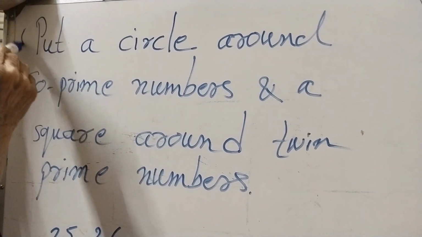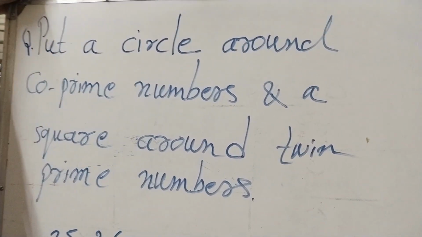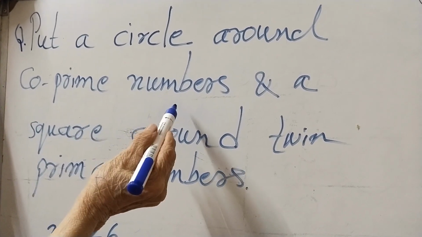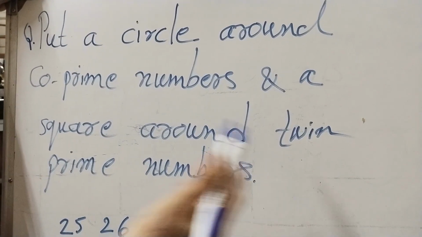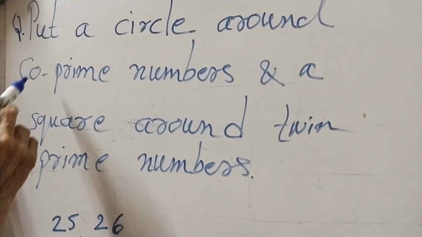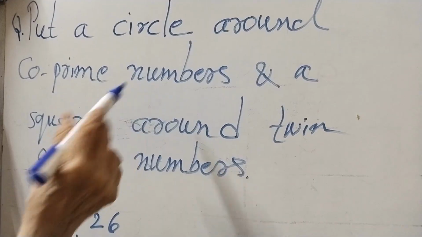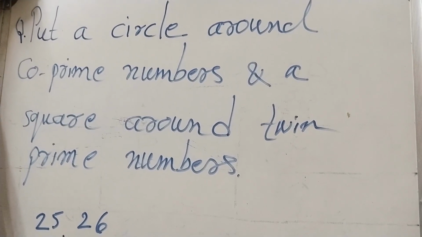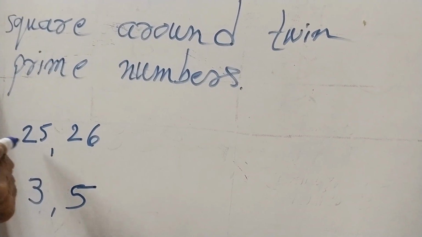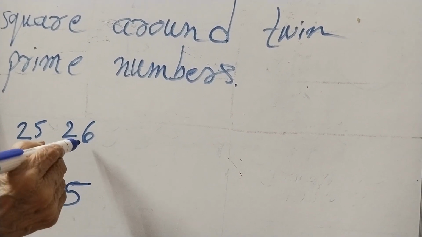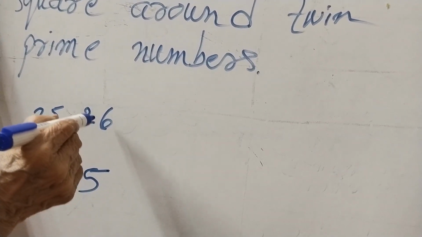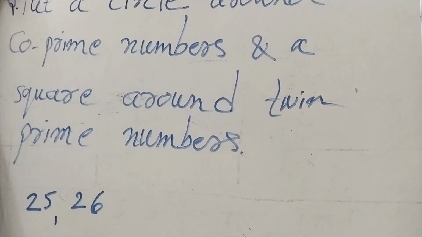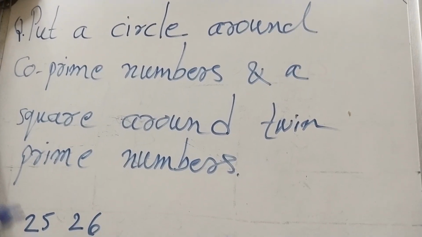And now the question is, put a circle around co-prime numbers and a square around twin prime numbers. Now co-prime numbers means they come consecutively, one after another. So here, the ones coming one after another are 25 and 26, and they will be showing only one number as the common factor.